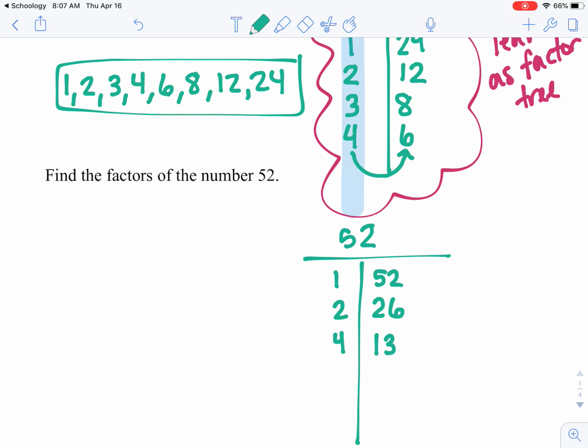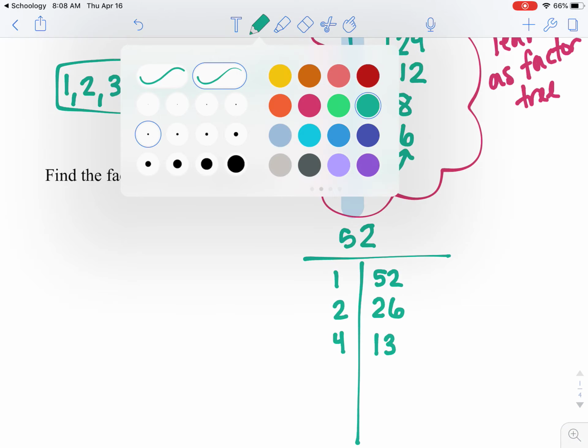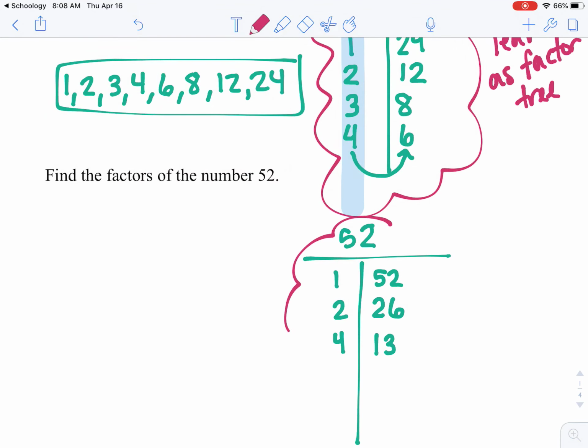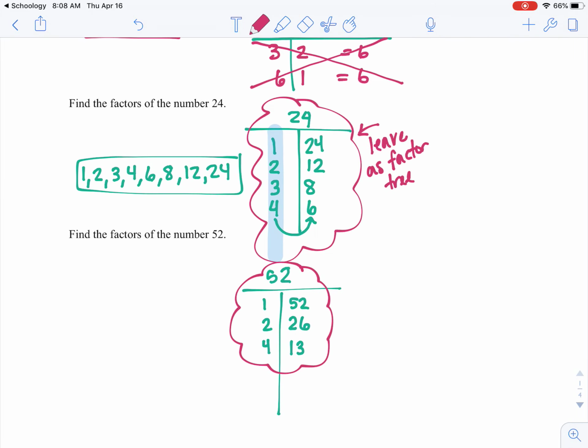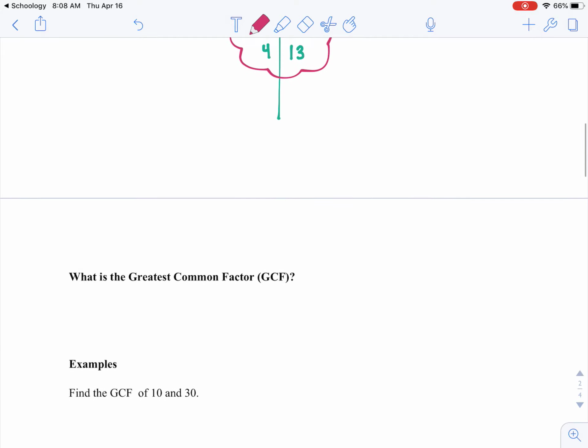No, we know it's not 9. We know it's not 10. So then we know it's not 11. And we know not 12. All right. So we are done with our factors. So the number 52, right, has these factors. Okay, so that is finding the factors from a number.